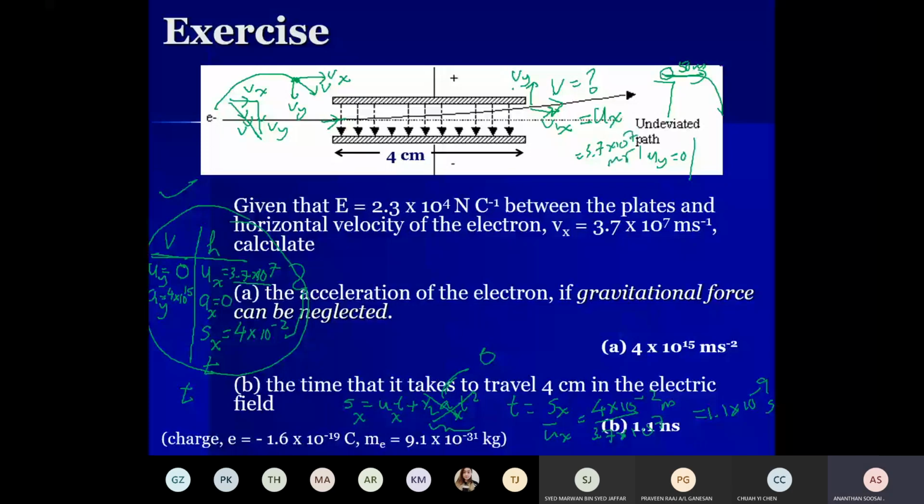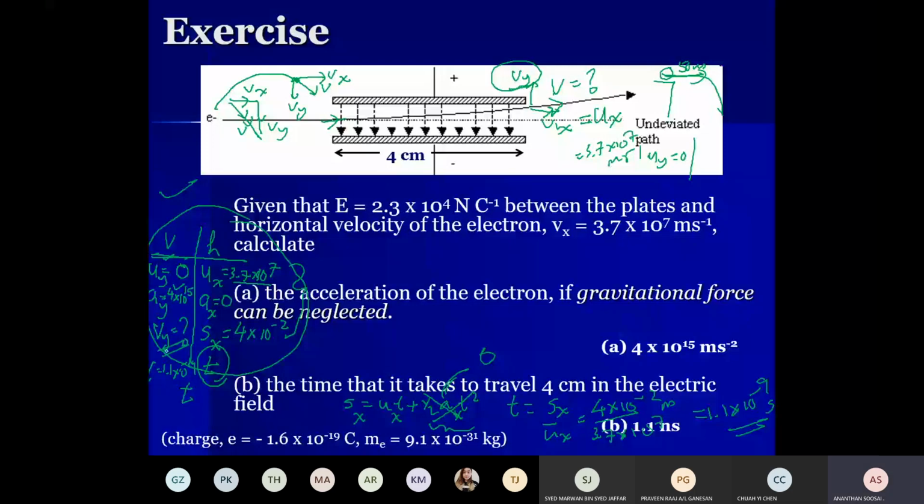The problem is the Vy. Do you know the Vy? How do you find Vy? Go back to the data. You have three pieces of information vertically. You know Uy, you know Ay. What is the third one you know? You know the time now. What is the time taken? 1.1 times 10 power negative 9. So the time is 1.1 times 10 power negative 9 seconds.